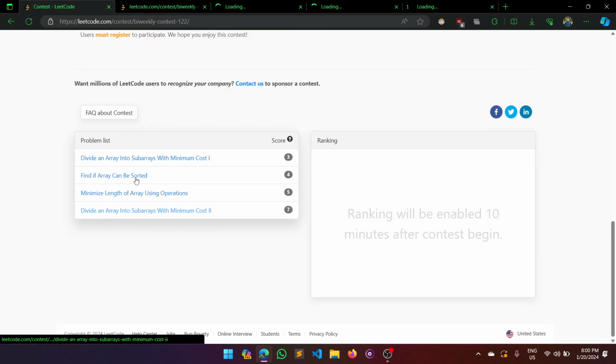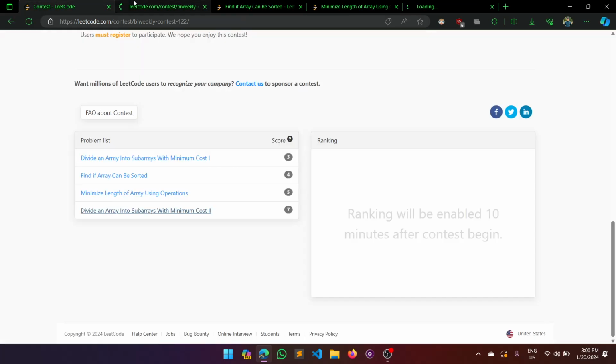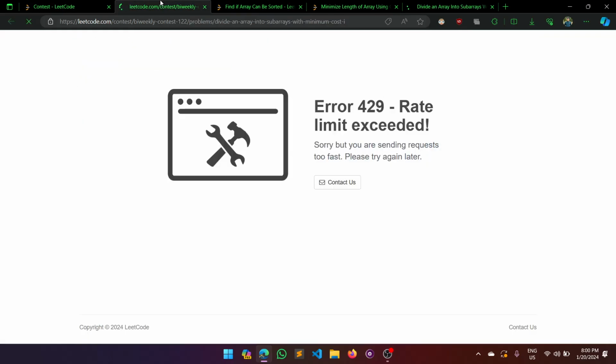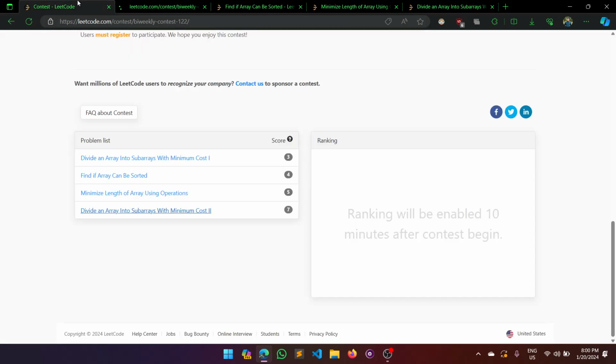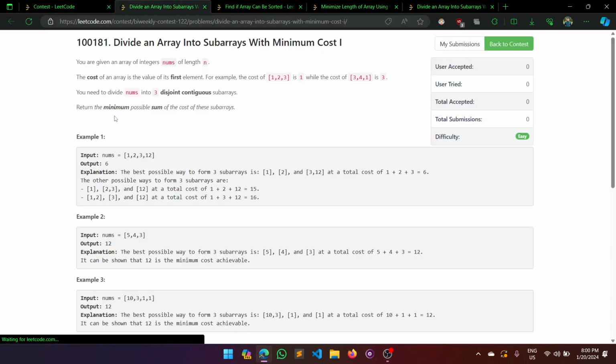Dividing an array into subarrays with minimum cost. Oh, this one loaded. I wanted to start with the easier one. Apparently, this ain't loading, so we'll start with this one that loaded.